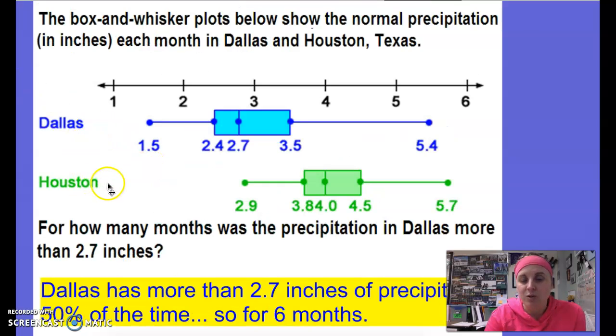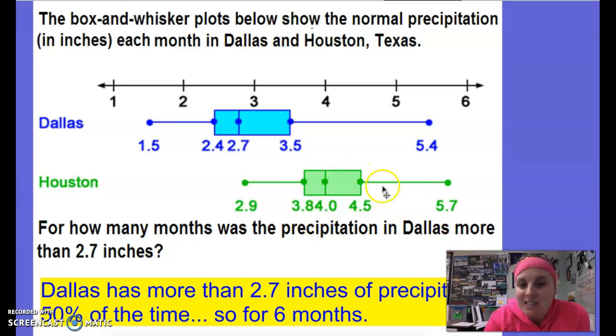All right, we have Dallas and Houston for normal precipitation. How many months was the precipitation in Dallas more than 2.7 inches? Well, here's 2.7, that's the median, so we'd say 50%, which is about 6 months. All right, to compare these two data sets, we go from 1.5 to 5.4 inches of rain in Dallas. That gives us a range of 3.9 inches. Well, in Houston, we have 5.7 to 2.9. Quick math, we get a 2.8 range.